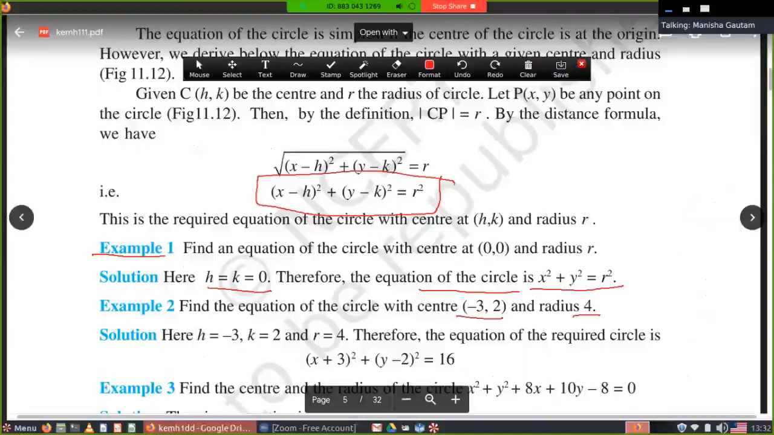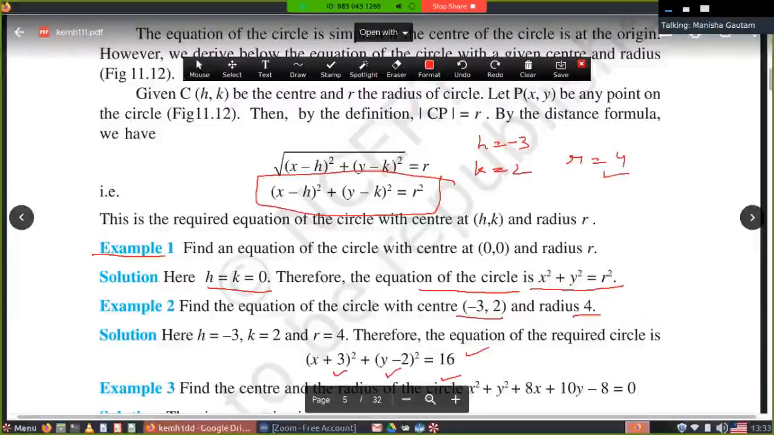So you have to put the value of h equal to minus 3, k equal to 2, and r equal to 4. This is the equation: (x + 3) whole square, because minus and minus 3 both become plus, plus (y - 2) whole square is equal to r square, which means 4 square. It becomes 16. When the center and radius are given to you, you can find the equation of a circle.